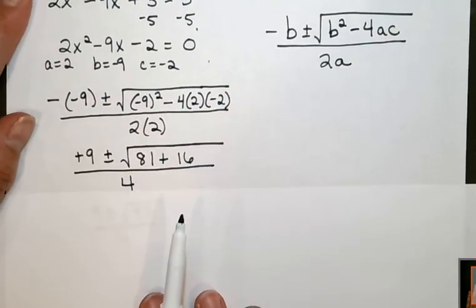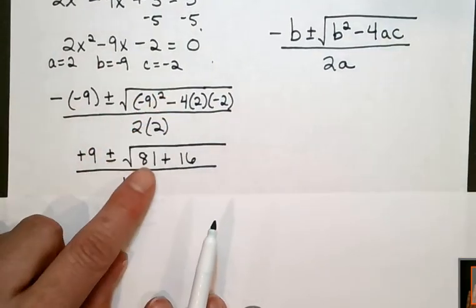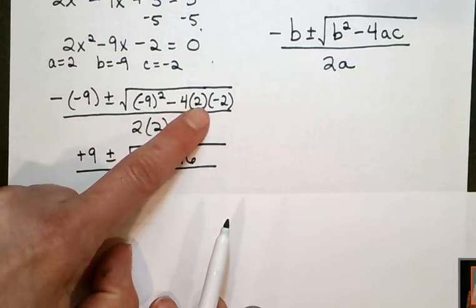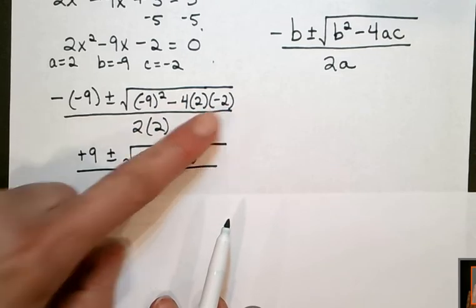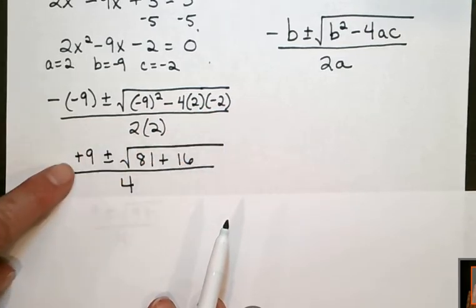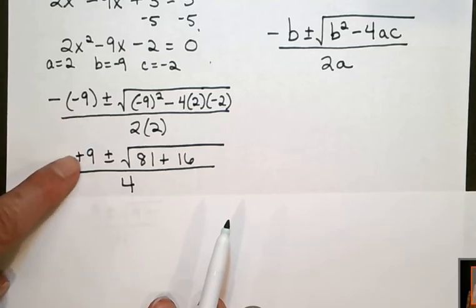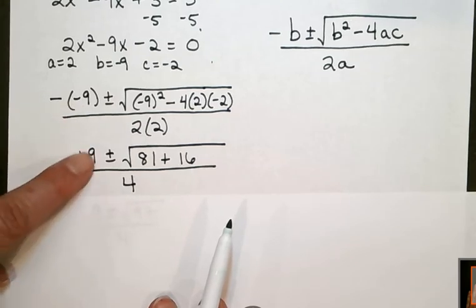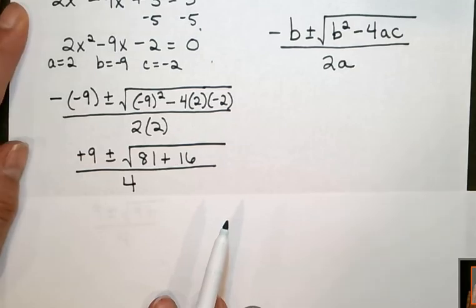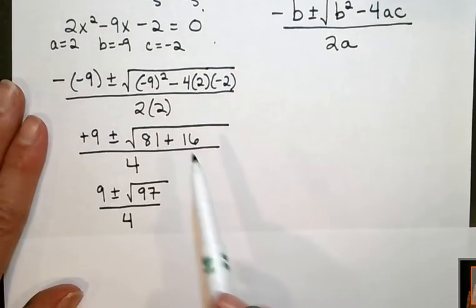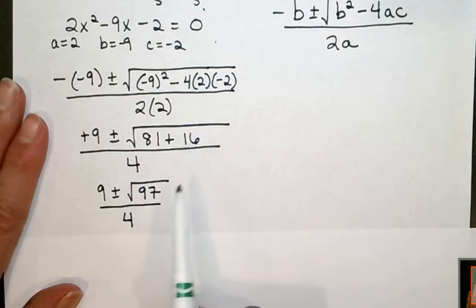And then as I simplified that, negative 9 squared was positive 81. Negative 4 times 2 is negative 8. Negative 8 times negative 2 is positive 16. And you'll notice here a negative times a negative is a positive. And I didn't have to write that plus sign there, but I did. Okay, and then the 2 times 2 is the 4. Okay, then from there I added the 81 and 16 and got the square root of 97.